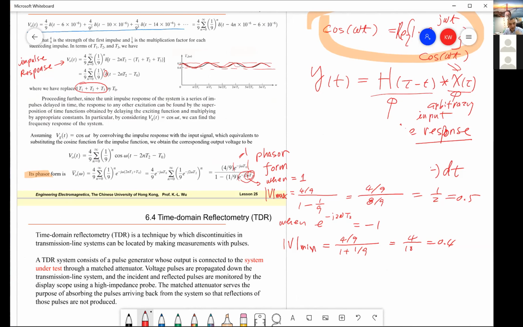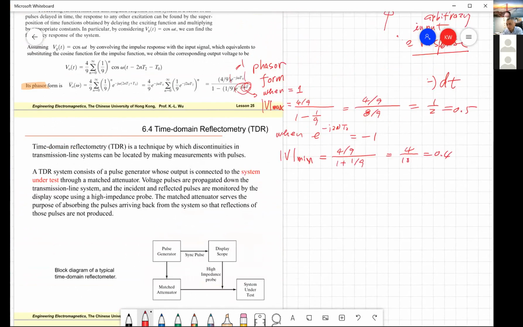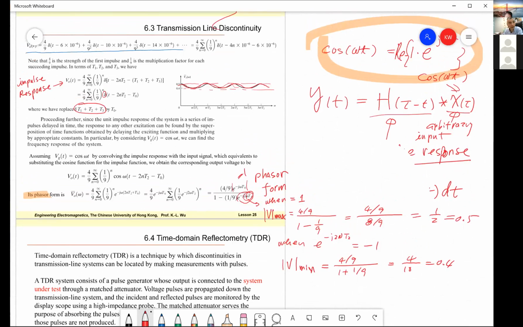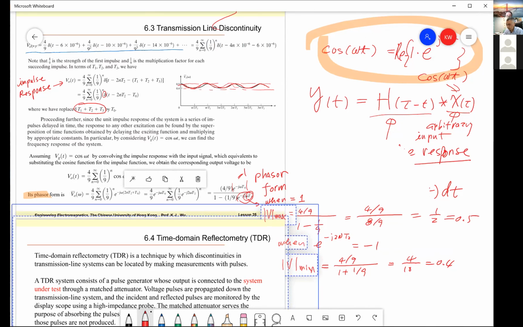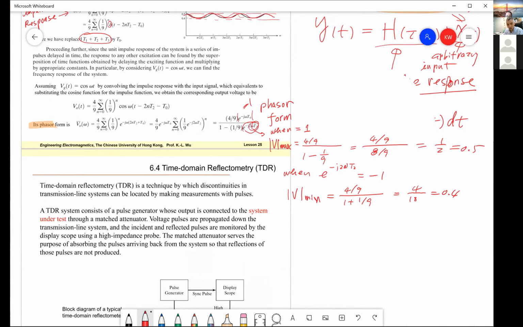Okay, now let's take a break. Then we continue to find more applications of the transient analysis. So let's resume at 10:30.